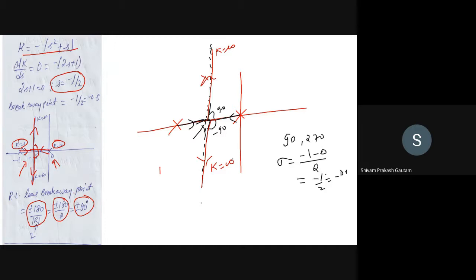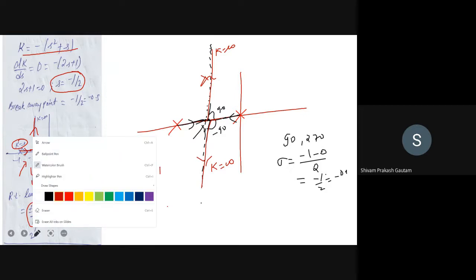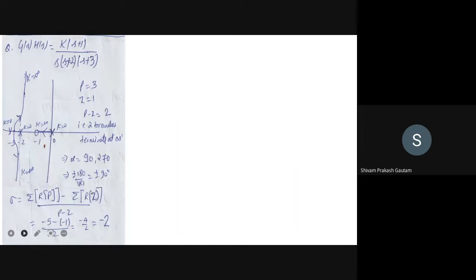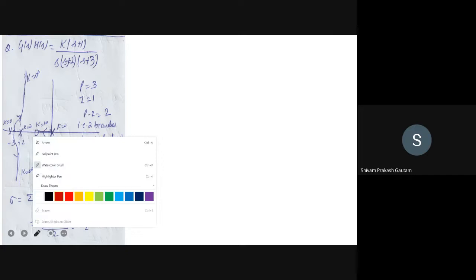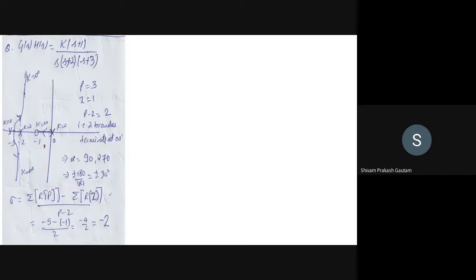So this is regarding this example. Now we will move to the next example. Here the open loop transfer function is given to you. You can see k into (s plus 1) upon s into (s plus 2) into (s plus 3). So here you can see that the number of poles is 3, the number of zeros is 1. So P minus Z will be equal to 2. That means two branches will terminate at infinity. So accordingly you can calculate the asymptotes, the angle of asymptote, that is 90 and 270, right?